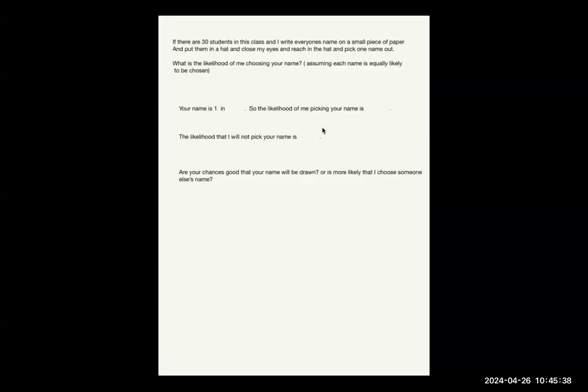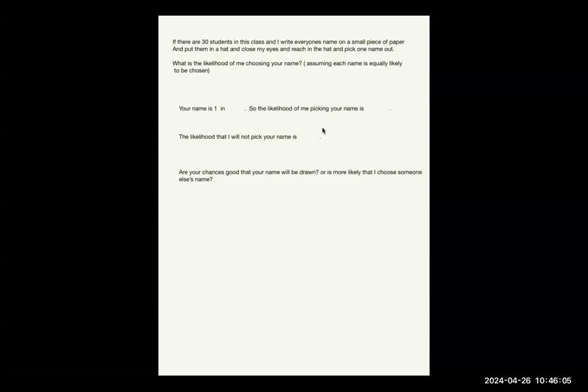So my question for you is, if I put your names in a hat and there are 30 of you, and I folded the little papers and mixed them all up real good, and maybe I was blindfolded to make sure I couldn't see anything, everybody's name is equally likely to be chosen. And I pick one person's name out. What is the likelihood of me choosing your name?